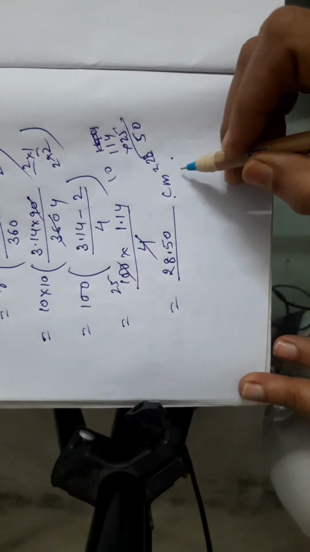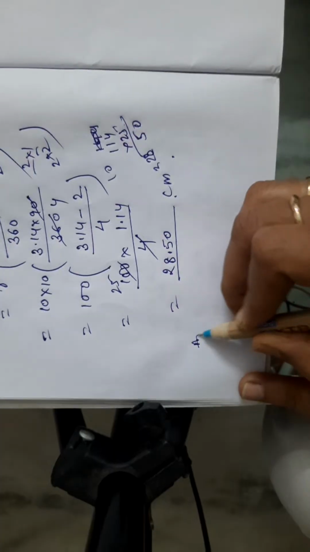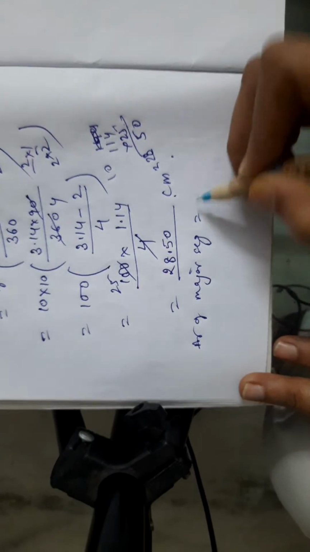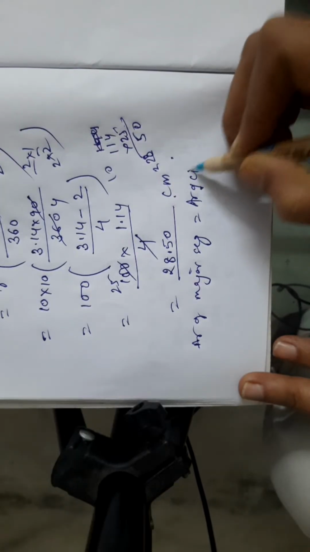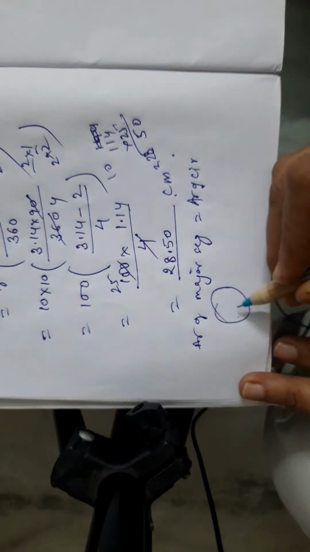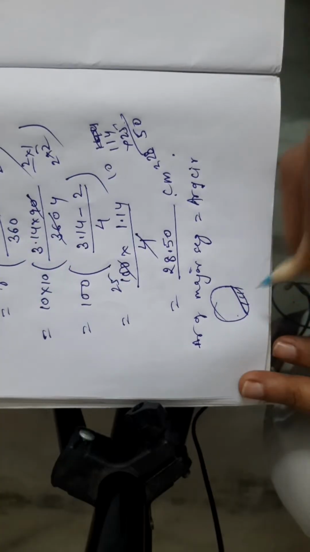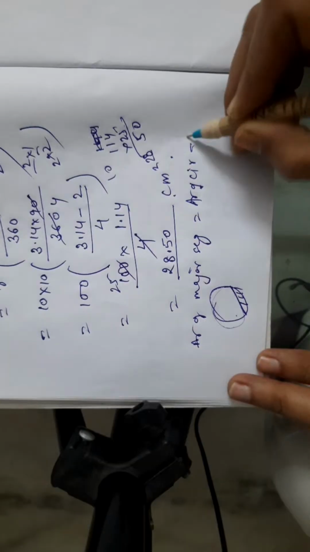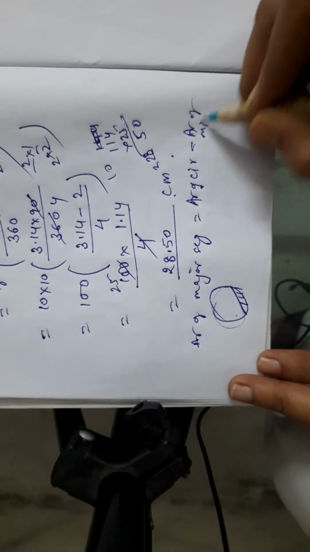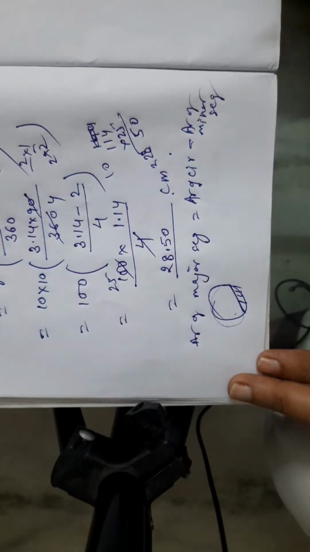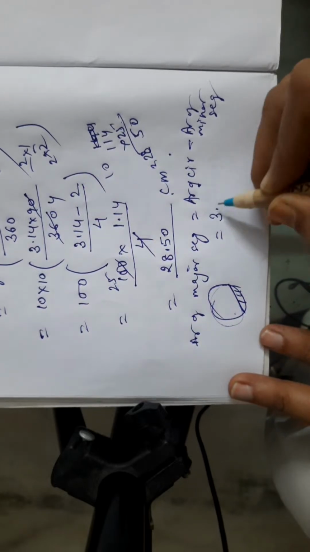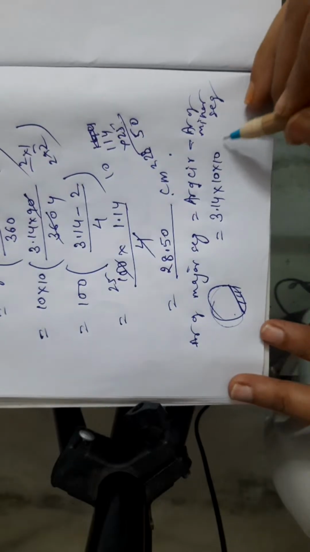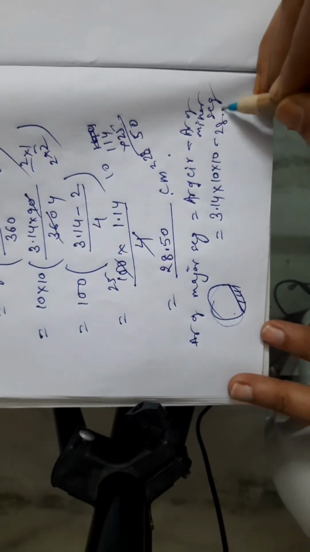Now we need to find the area of the major segment. From the complete circle, if we subtract the minor one, we are left with the major. Area of circle minus area of minor segment. Area of circle is pi r square, minus 28.50.